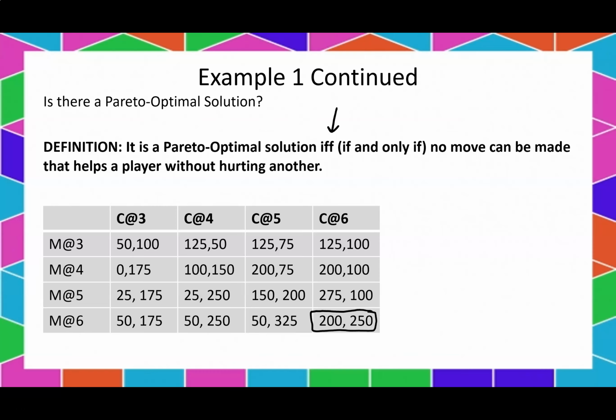So if you look at this case right here, this is a Pareto optimal solution because no move can be made that helps a player without hurting another. So this is the Pareto optimal solution. And almost always it's located in that bottom right corner.